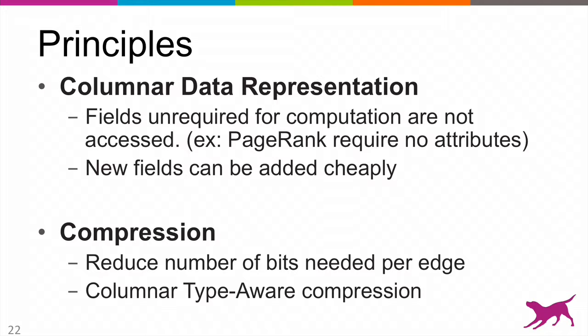With a columnar data representation, we can also do things like, while your graph is much bigger, with a lot of attributes, the fields not required for computation are not accessed and can just be there. We don't need to touch them at all. Because with columnar databases, it's fast to scan along columns. We can also add new fields to the same table cheaply. And compression lets us reduce the number of bits required per edge. And with the columnar type of compression mechanisms, and all the integer compression tricks, we can bring the representation down quite significantly.